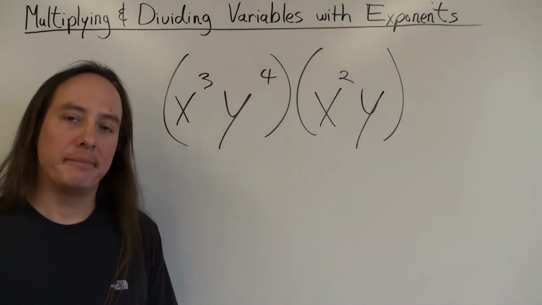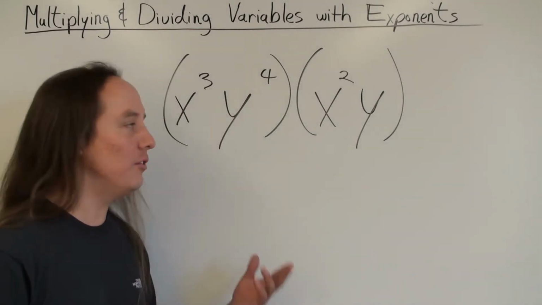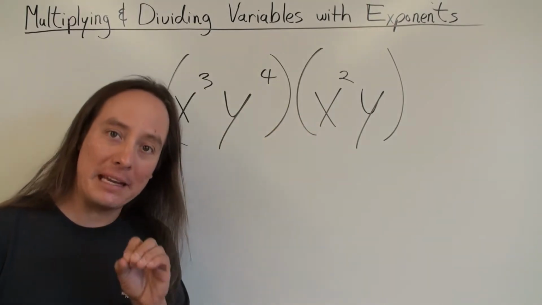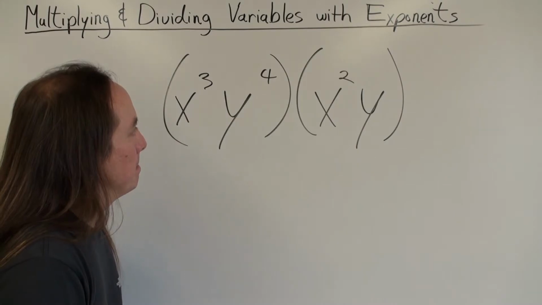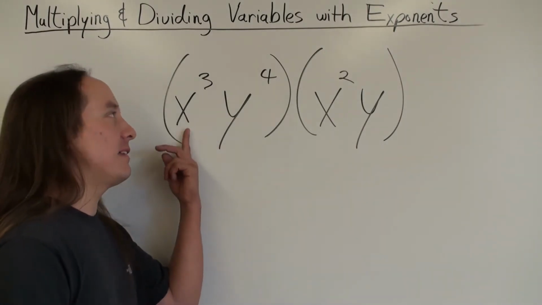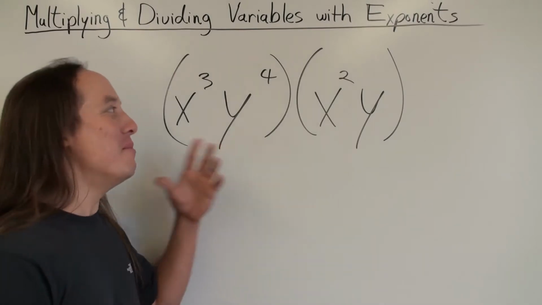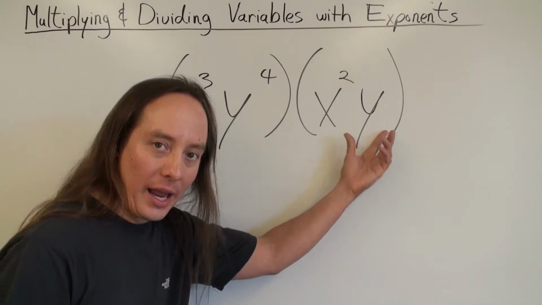What about this one? I have two terms being multiplied. Again, just to repeat, when the parentheses are touching each other or right next to each other, that means multiplication. So I have x times x times x, and I have y times y times y times y being multiplied by x times x times another y.